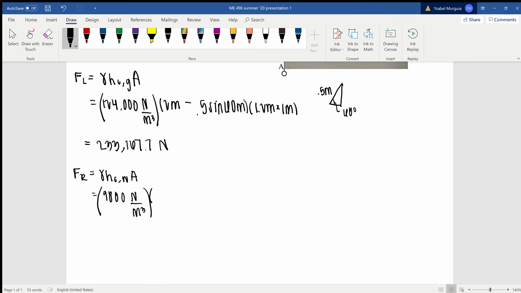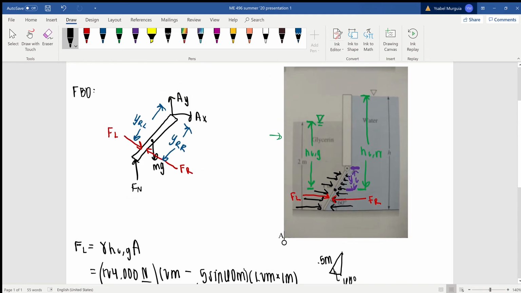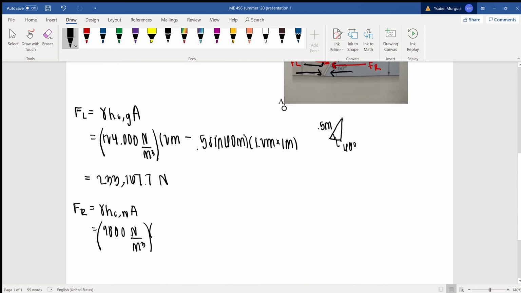The height below the surface to the centroid, we actually do not know that because we have this value h. So same thing as with the glycerin, we have the entire depth, so we're going to have to subtract the length to the centroid. So it's going to be h minus the vertical length, which is 0.5 sine of 60, in meters. And the area is going to be 1.2 meters squared.